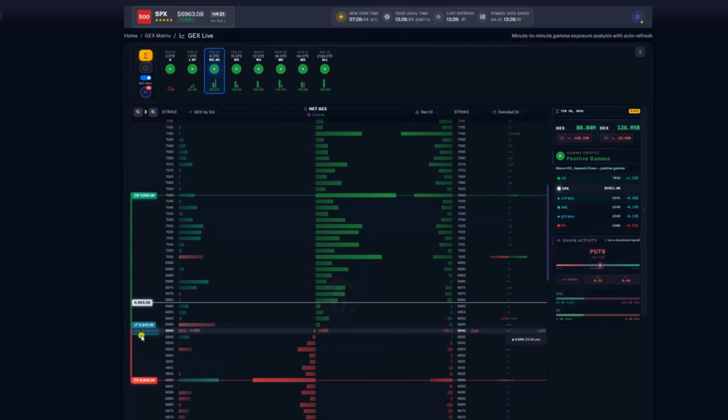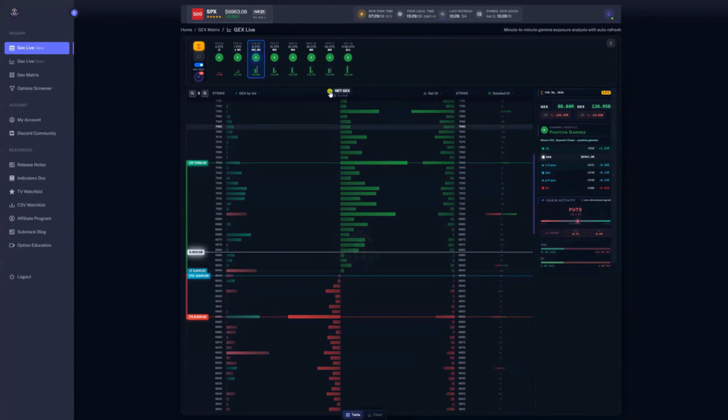And the core transition and the put transition zones are the zones where the GEX levels are the same above or the same below. So there are different zones where you see interchangeably core net GEX and put net GEX. And above the core transition zone, you only see green bars, and below the put transition zone, you only see red bars.